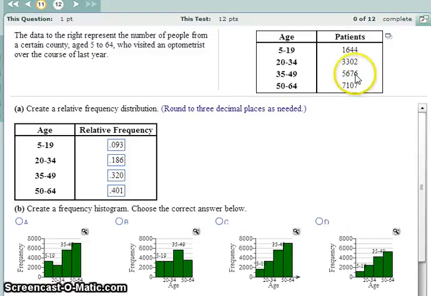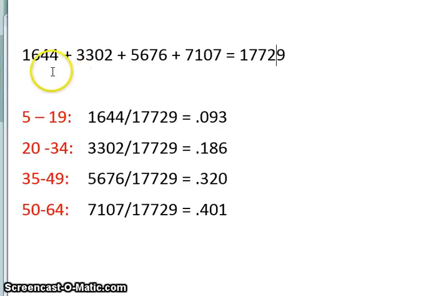Here are the number of patients broken down into each individual age group. The first thing you need to do is take that information and transfer it to relative frequencies. So what you're going to do is figure out the percentage of people that fit into each age group. The math behind that is, first you want to add up all the people from the different age groups to see how many total patients there are altogether.